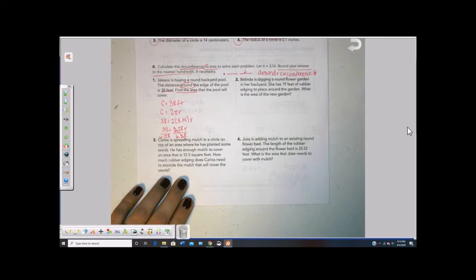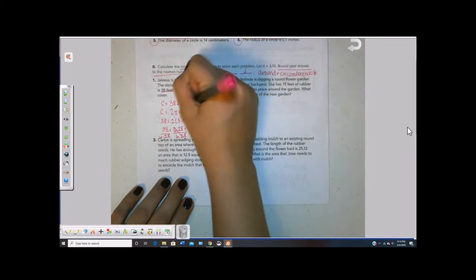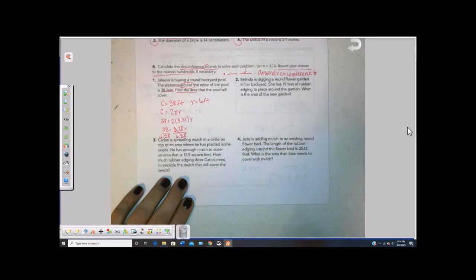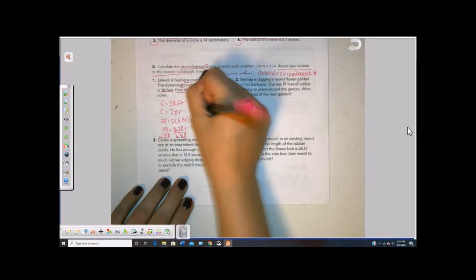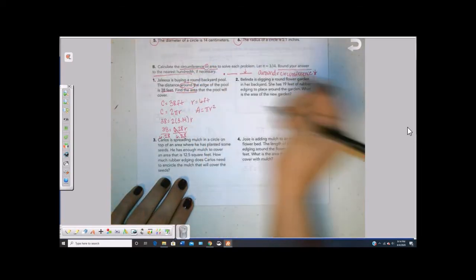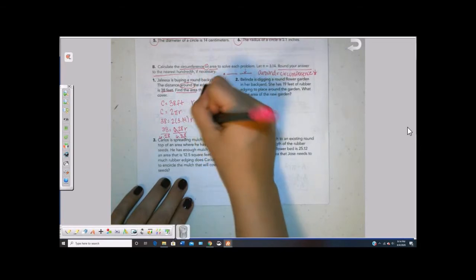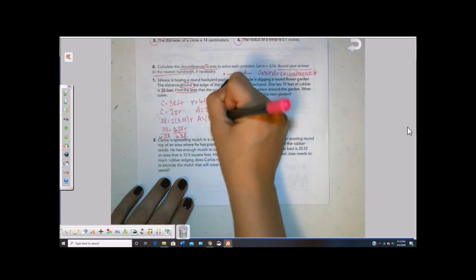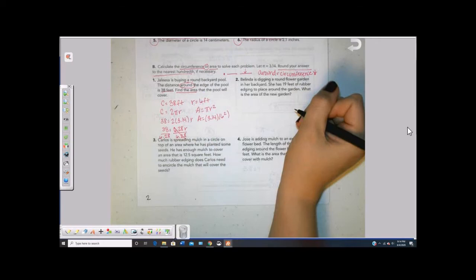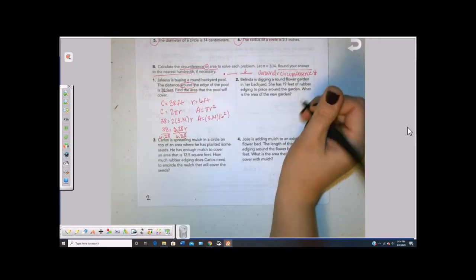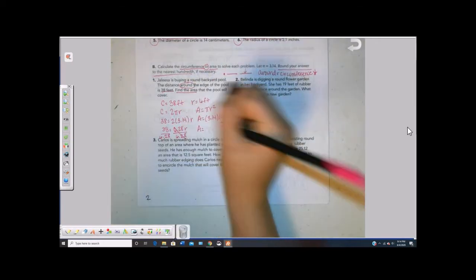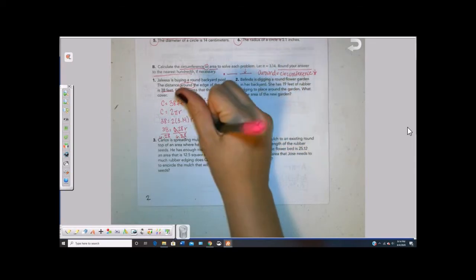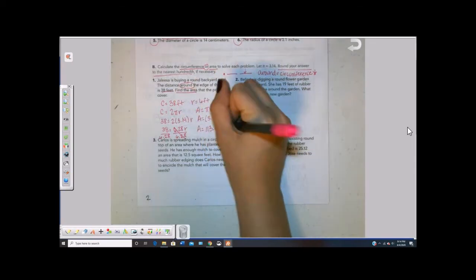Remember, this is kind of like one-step equations. You want to get that r by itself. So when you do that, I'm rounding to the nearest whole number. So you get r equals 6 feet. Then I can place that into my problem. A equals pi r squared. So we'll take 3.14 times 6 squared. And you find out your area equals 113.04 feet squared.